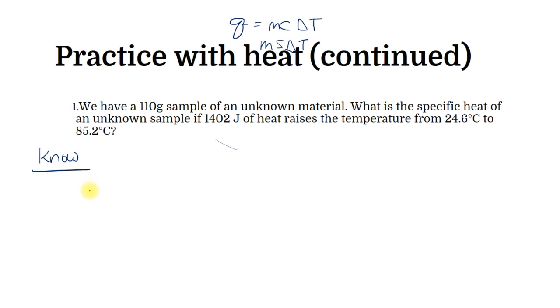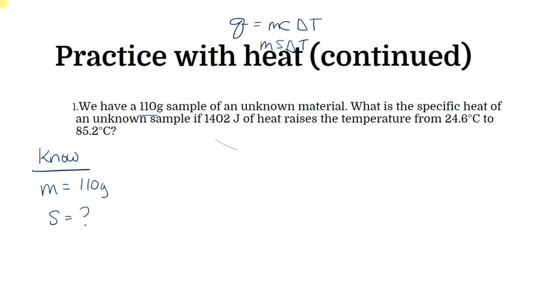Okay, I'm going to assume that you did that. We're going to break it down though. So 110 grams is going to be mass. Mass is M. I don't know what the material is, so I don't know what the S is. It says it's an unknown material. It's not water, so I don't know what the S is. What is the specific heat? Oh, that's the S. Okay, so good. We're looking for an S.